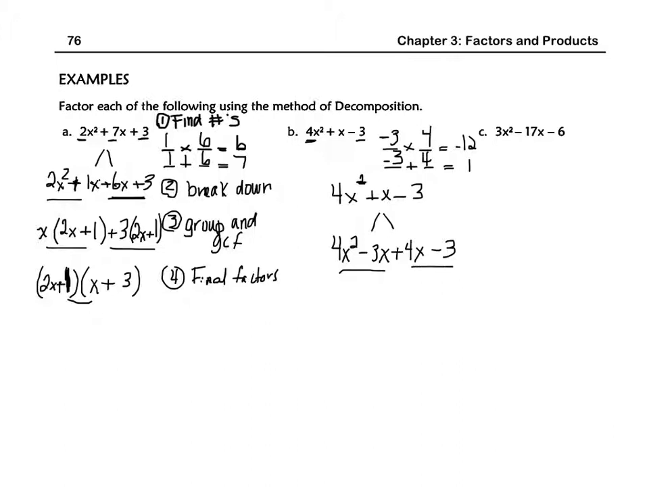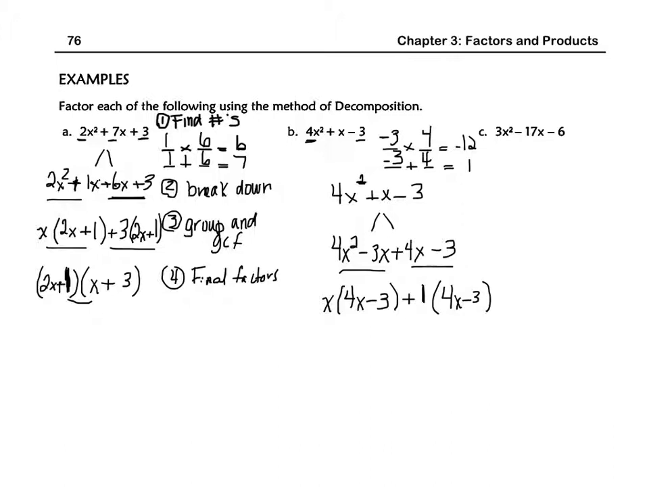So then we're going to group the first two, group the last two. And if you look at the first two, there's a GCF of x. And when you take that out of those two terms, you'll have 4x minus 3 left. In the second group, there's nothing in common. So when there's nothing in common, you take out a 1. And then you've got 4x minus 3.